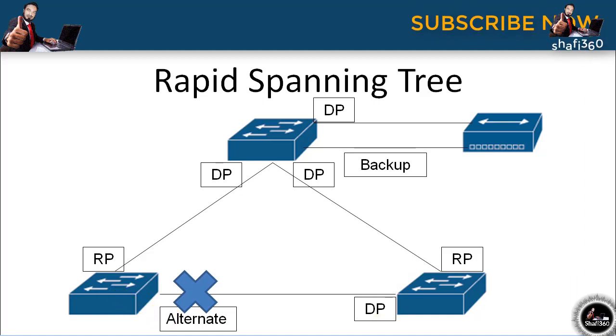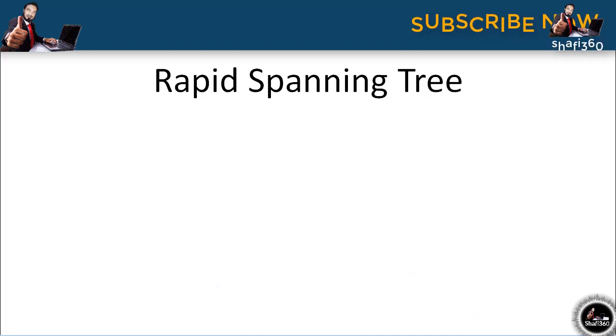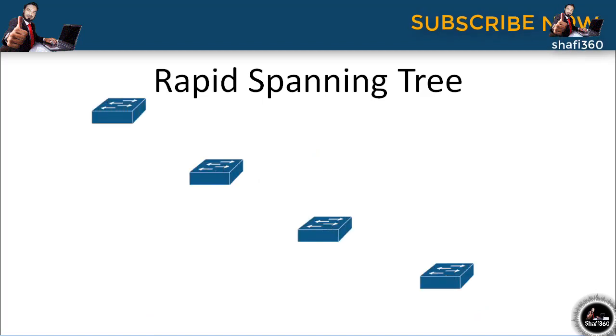So let's examine rapid spanning tree in normal operation. Let's say we have a network with 4 switches and they're all connected like so. You'll see this on a lot of networks. It's just daisy chained like this.